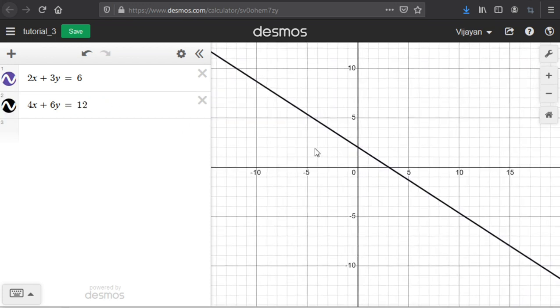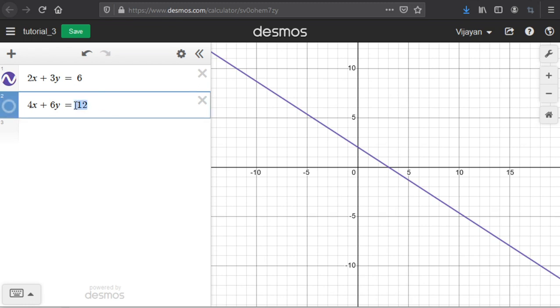Can you see that both the functions are overlapping each other? That means these two functions are linearly dependent. These two simultaneous equations are linearly dependent, which means they will have an infinite number of solutions. This is how we will explain it graphically.